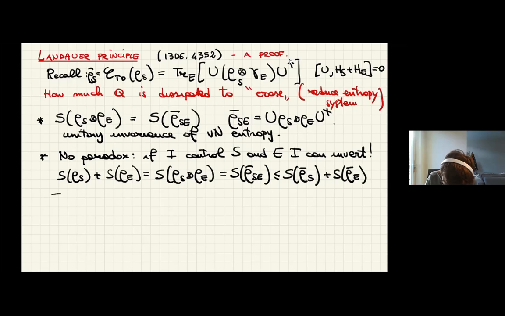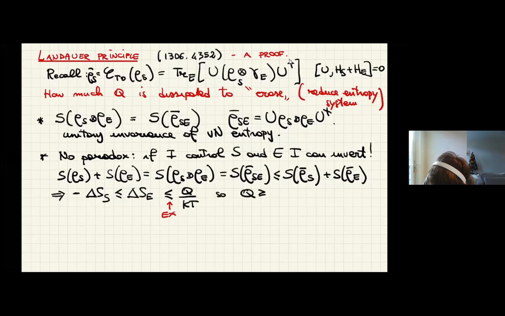Now you can put things together here, and you get that minus delta S of the system is smaller or equal than the change of entropy in the environment. This is just rearranging the terms and moving them on the two sides of the inequality. Now I'm going to leave you as an exercise this fact that the change of entropy of the environment is upper bounded by Q, the amount of energy that goes into the environment, divided by KT. So we get that Q is bigger or equal than minus KT delta S.